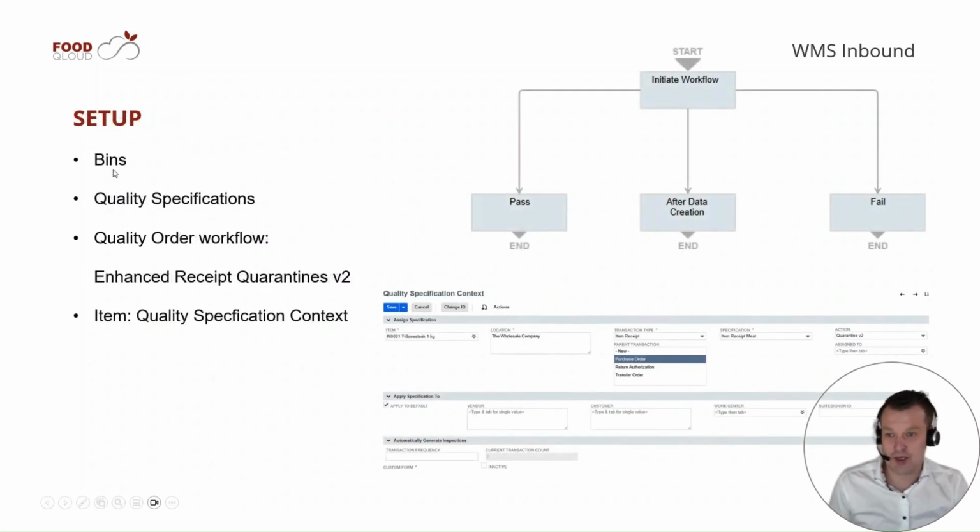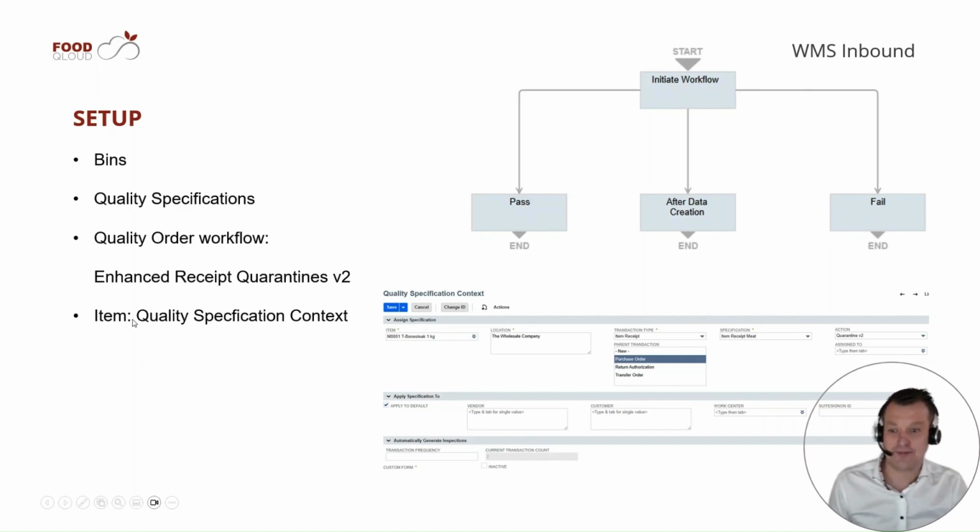We set up an inbound bin and a storage bin. We have set up quality specifications. We have set up the quality order workflow and enhanced receipt containers. And with the pass-fail criteria, we're going to switch the inventory status. Also, when the quality order is created, the inventory status change will be right ahead to QC check.